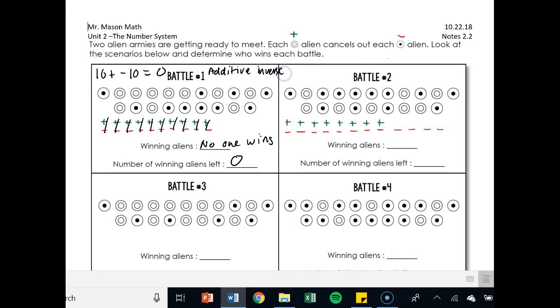All right. Battle 2. I counted up all my circles or positive aliens, and I had 8. And then I counted up all my dots or negative aliens, and I had 12. And remember, positives and negatives cancel each other out, so these guys are killing each other off. And then look, I have 4 negatives left. So the negative aliens win. And they had 4 left, or negative 4, right? So this is basically saying 8 plus negative 12, so we're 12 negatives, is equal to negative 4, right? Notice how I had more negatives, and therefore I had a negative in my answer.